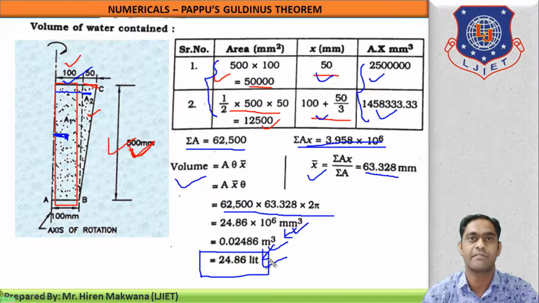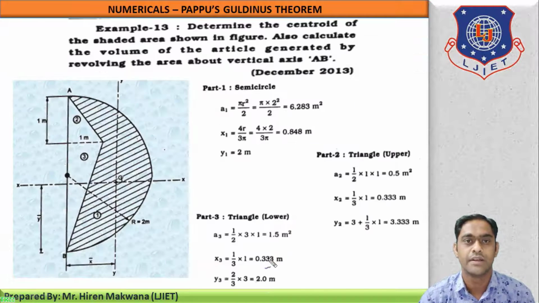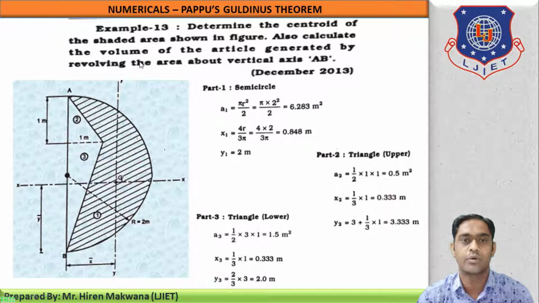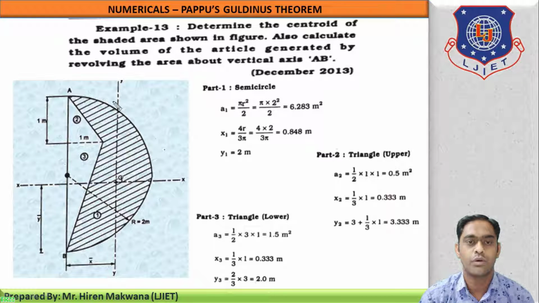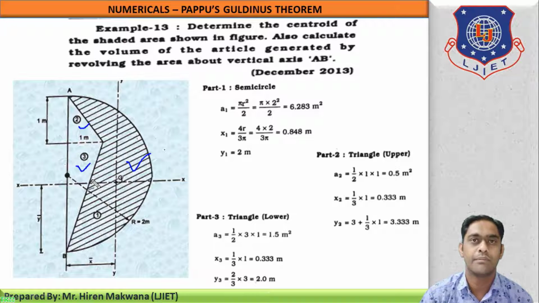So here is sum number 1 in which we have calculated the volume of water contained in the bucket. Now see example number 2 in which we have to calculate the volume of this portion about the y axis, meaning about the AB axis. In this, part 1 is a semicircle, part 2 is a small triangle and part 3 is a bigger triangle. From part 1, part 2 and part 3 are to be subtracted. Let us see the calculation.